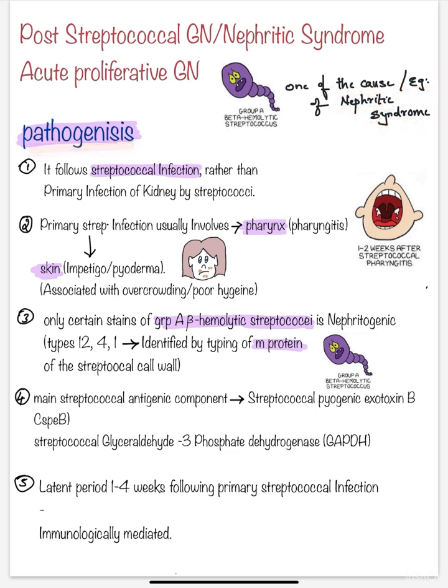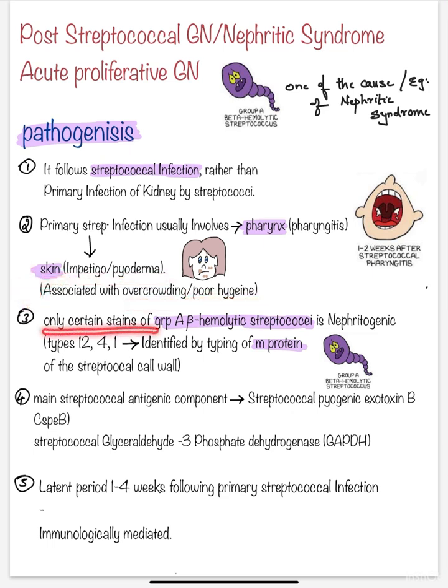So pathogenesis: it follows a streptococcal infection rather than a primary infection of the kidney by streptococci. So it is a secondary infection following a primary streptococcal infection, and this primary streptococcal infection usually involves the pharynx or skin. If it involves the pharynx, it causes pharyngitis. If it involves skin, it causes impetigo or pyoderma. The skin infection is always associated with overcrowding or poor hygiene.